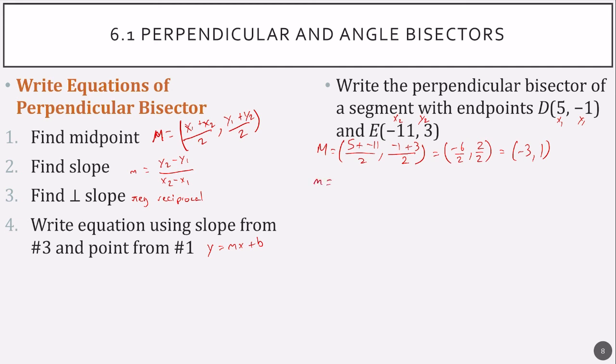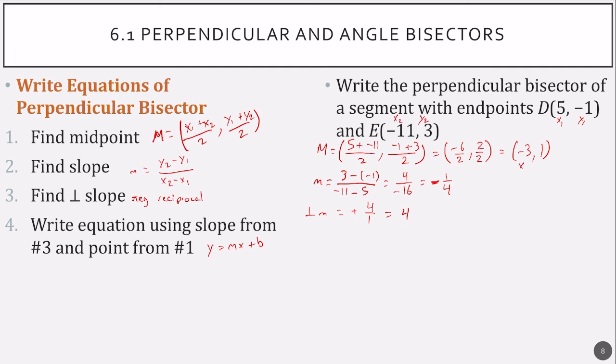Now my slope is y2 minus y1 over x2 minus x1. So that's 4 over negative 16, which is negative 1/4. So the perpendicular slope is the negative reciprocal. Since it was negative, we're now positive. And the reciprocal of 1/4 is 4 over 1. So it's just 4.